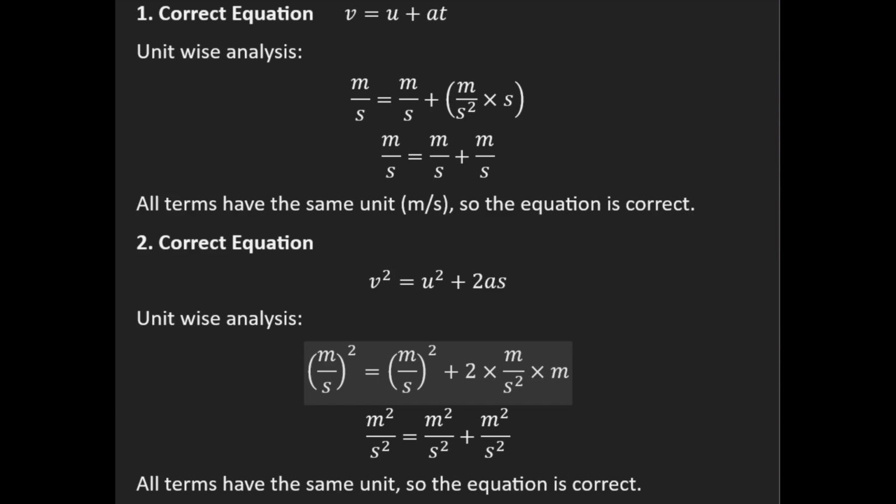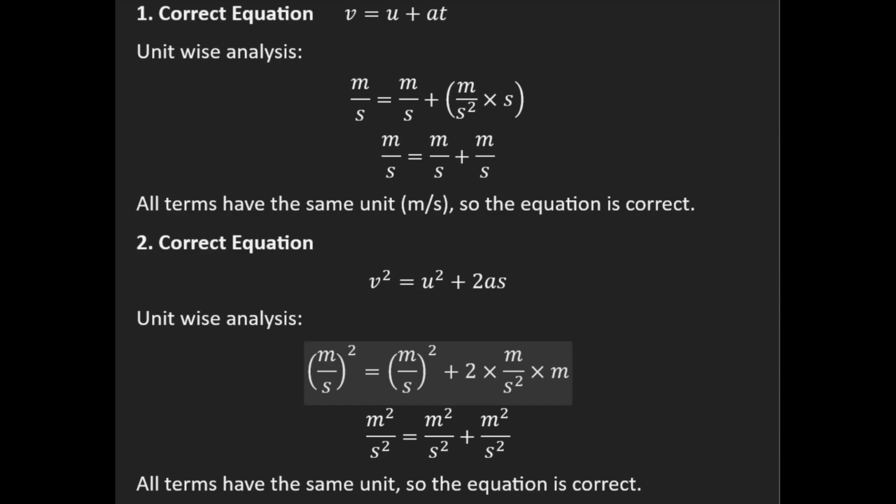Now, let's move to the second equation. v square equals u square plus 2 multiplied by a multiplied by s. Again, we first write the units of all quantities. Velocity has unit meter per second. Acceleration has unit meter per second square. Displacement has unit meter. So, after substituting the units, we get meter per second whole square equals meter per second whole square plus 2 multiplied by meter per second square multiplied by meter.